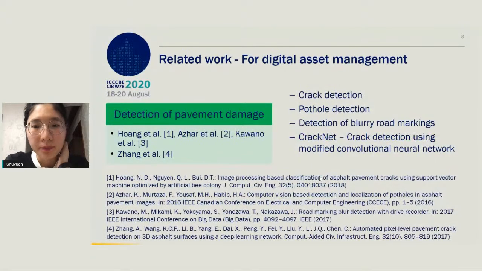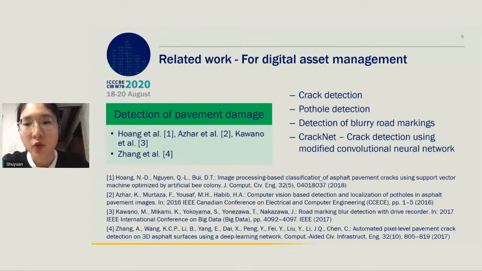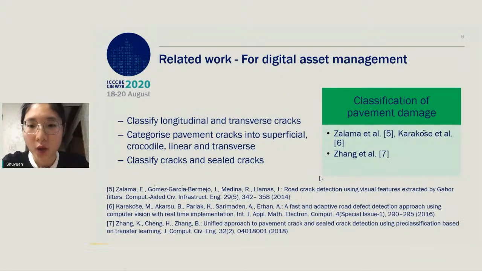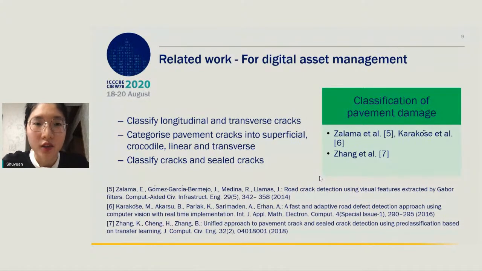So to be specific, the first task, the detection task, normally targets individual pavement damage, ranging from cracking and potholes to blurry road markings. In recent years, deep neural networks have gained heated attention and been applied to this industrial field. To further facilitate management operations, a few researchers managed to classify different types of pavement damage, such as cracking with different patterns, and properties such as normal cracking and sealed cracking.